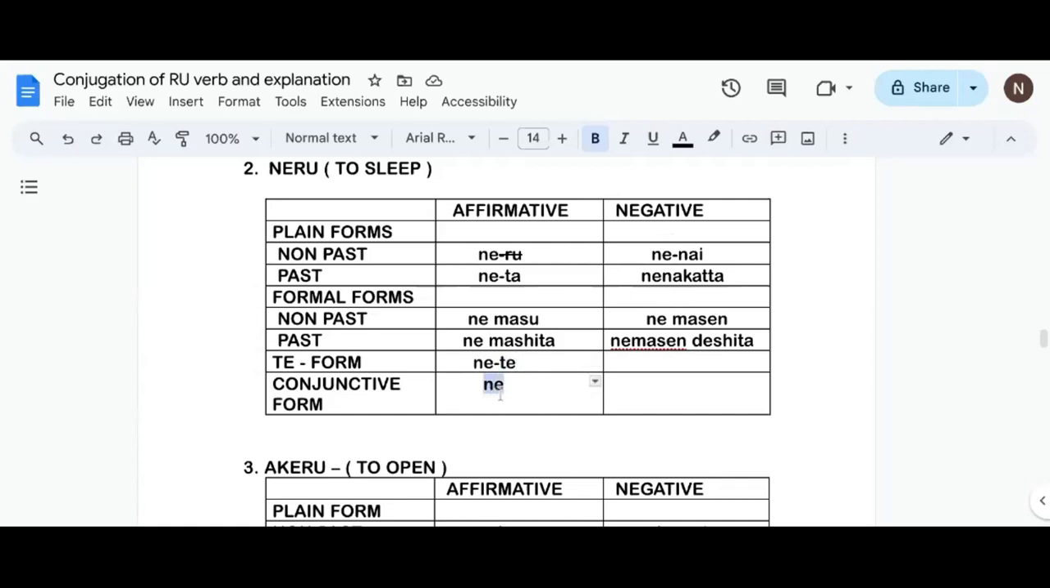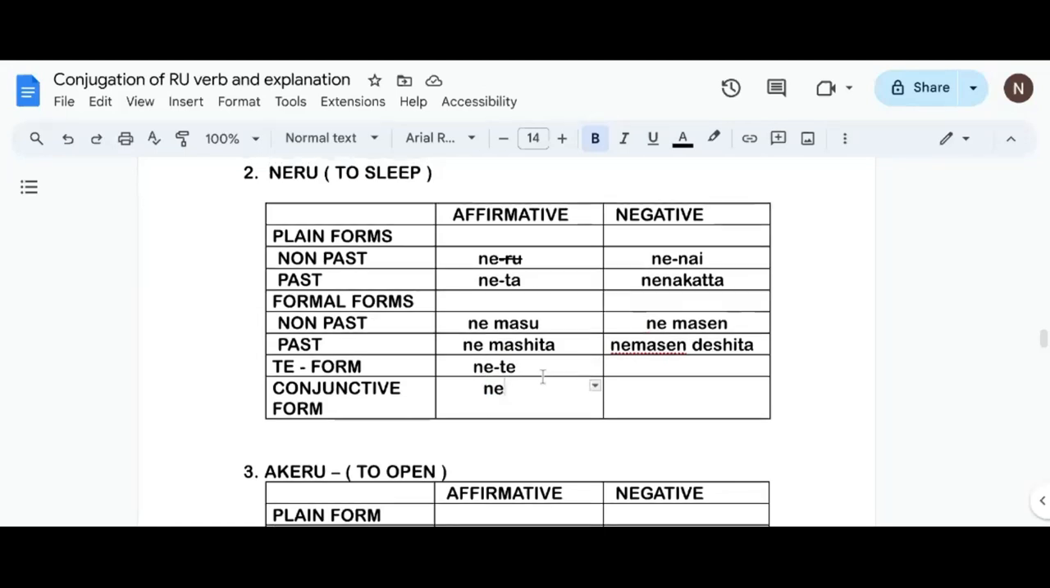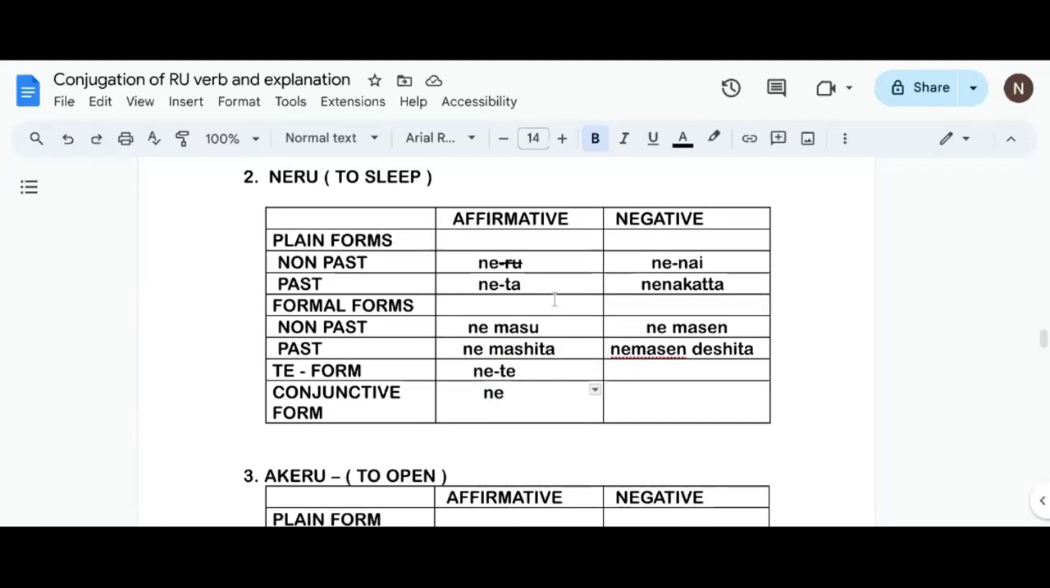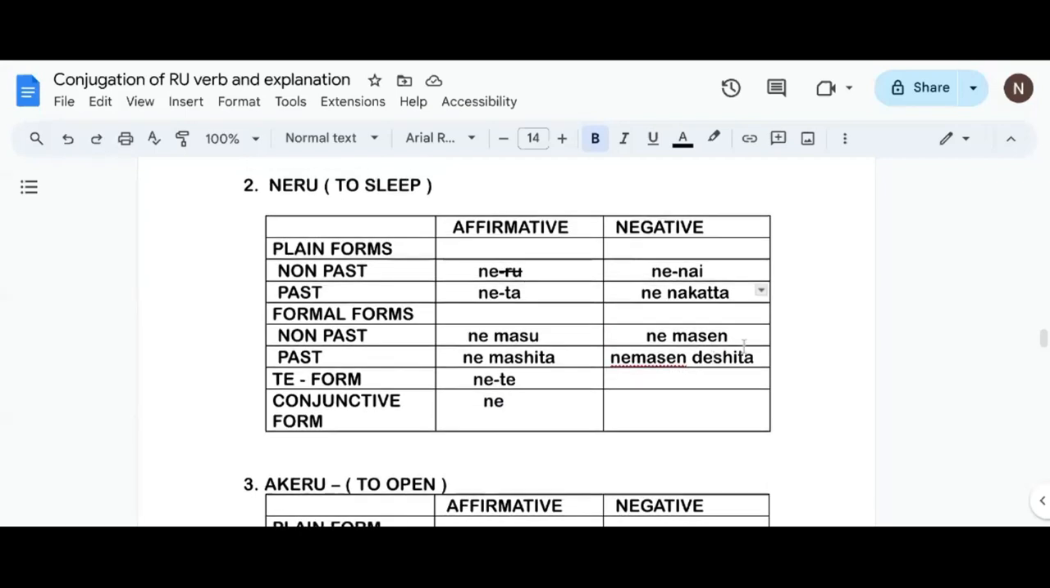Okay? And your stem. Now we have the stem. It's only ne. Okay? That's simple as that. Just remember all this. The nai, the ta, nenakata, nemas, nemashita, nemasen, nemasen deshita. Simple as that.